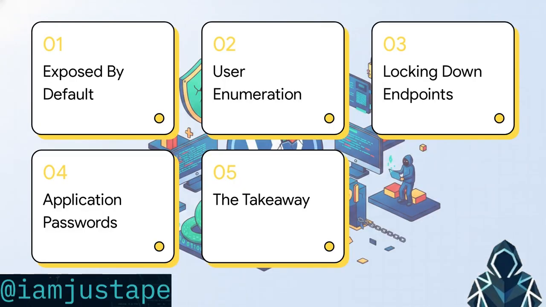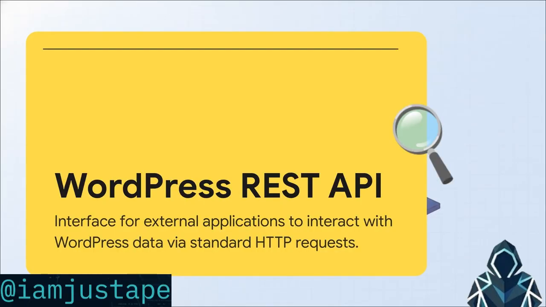Section 1. Understanding the REST API. Let's map out that digital footprint. Okay, so the WordPress REST API, basically, it's an interface that allows external applications to interact with your WordPress data using standard HTTP requests. And get this, it's been enabled by default in every single WordPress installation since version 4.7. The base URL you'll see is usually your site's domain followed by wp-json.